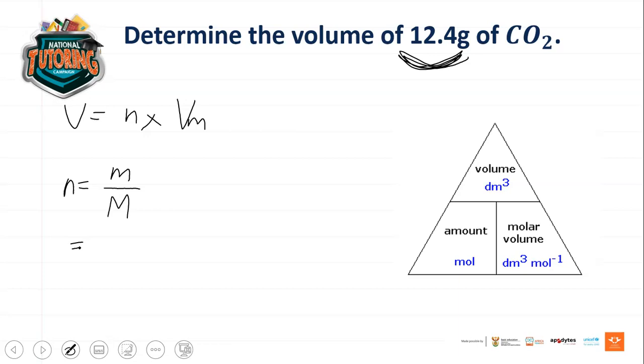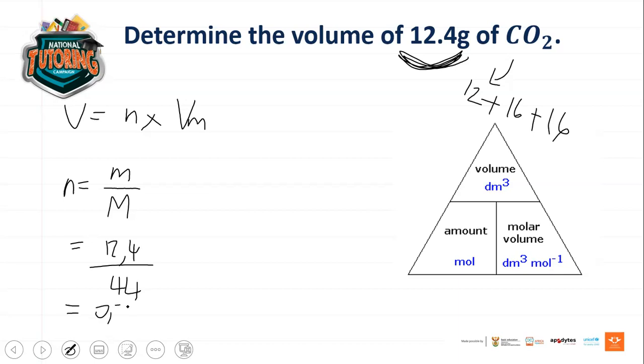So the mass given is 12,4. That's in the question. And then the molar mass of carbon dioxide. I know that carbon is 12 and I know that oxygen is 16. So it's going to be 12 plus 16 plus 16, which is 48, I think, 44. Okay, so we first have to work out the number of moles. 12,4 divided by 44. So that's 0,2818. So we can round off to 2 decimals.